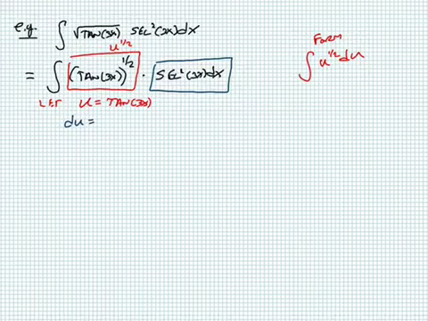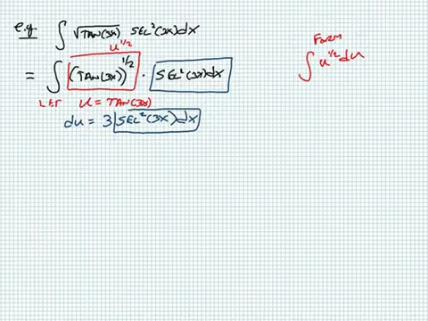So here in this case, du, if I take the derivative of tangent of 3x, is going to be 3 times secant squared of 3x dx. So what I'm going to do is lock up what I need to substitute. And so what I need to substitute is 1/3 du. So this whole term is 1/3 du.